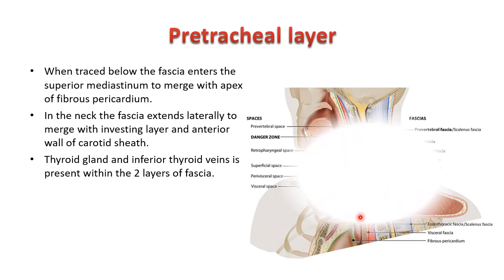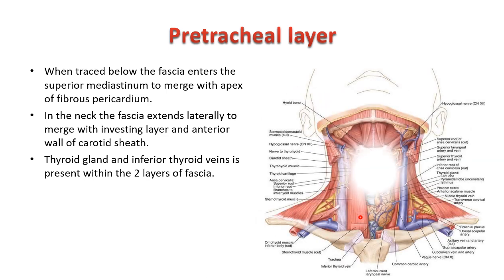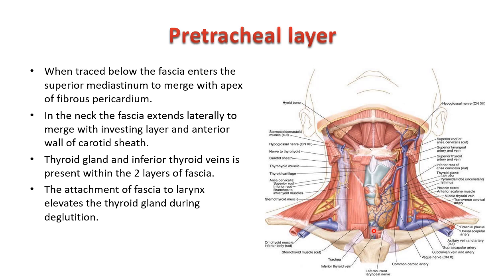So what is the content? Mainly, the thyroid gland is present, whereas the parathyroid position is variable, especially the inferior parathyroid. Superiorly it attaches to the oblique line, and further above it attaches to the hyoid bone. Inferiorly it passes to the thorax from the superior mediastinum. So the contents are mainly the thyroid gland and the thyroid veins, especially the inferior thyroid veins, which are present in this pretracheal layer of the deep cervical fascia.